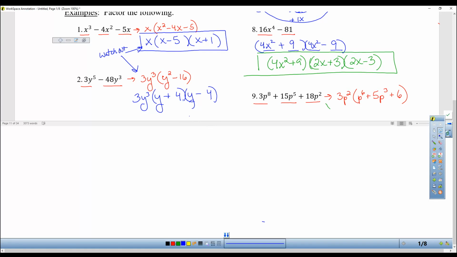I don't have a green step. I don't have to try to factor further because there is something that's not linear, the y cubed, but it's not a binomial. It doesn't have 2 parts. So I can go ahead and stop there.